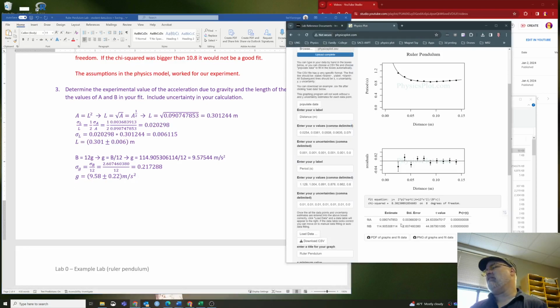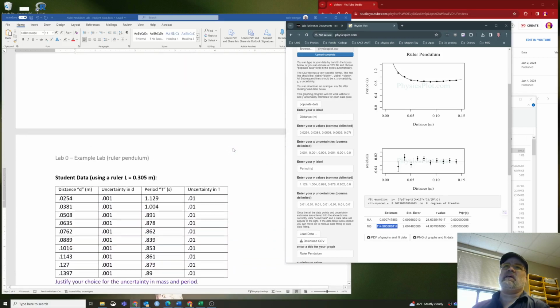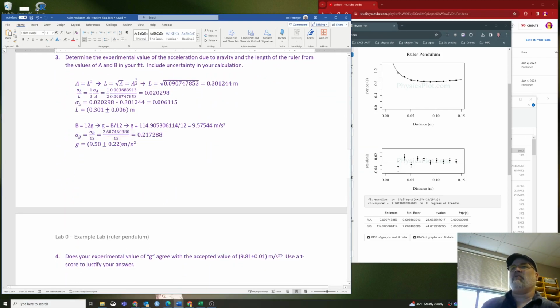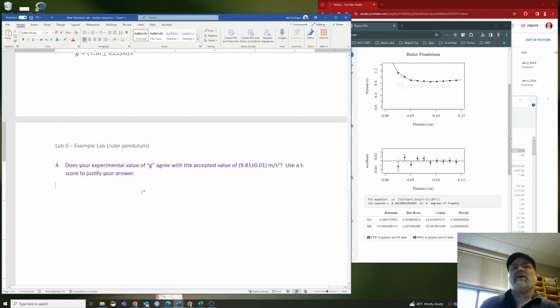B that we got from PhysicsPlot. And remember, what PhysicsPlot was doing, it was trying all possible values of B. And when it was trying all possible values of B, it was like it was trying all possible values of 12G. And once it found the one that it liked, it kept it. And that value, 114.9, was equal to 12 times G. So in order for us to find G, we had to divide it by 12. Hope that makes sense.